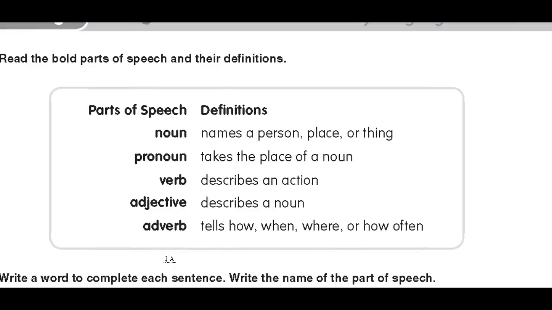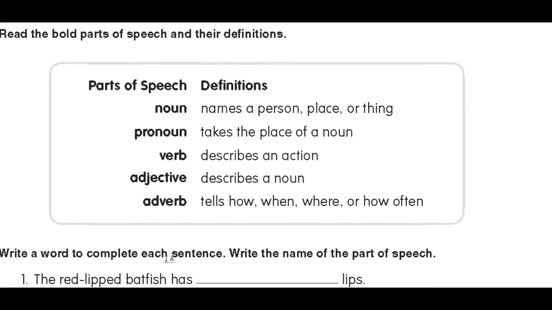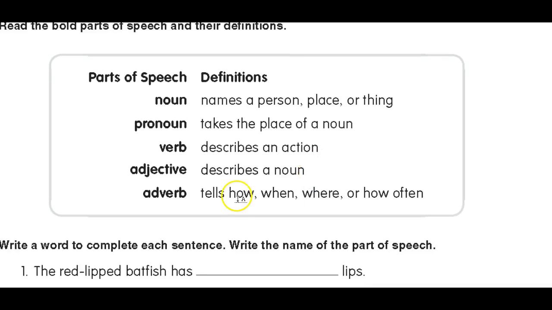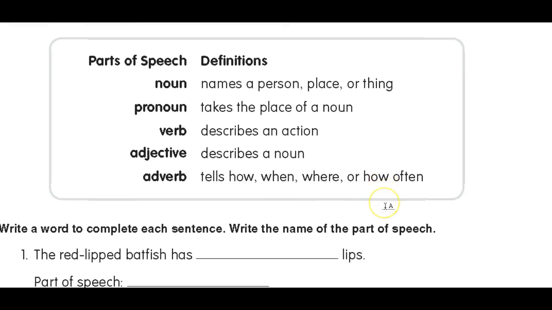All right, parts of speech. These should all be things that you know already. These should be review. A noun names a person, place, or thing. Definitely should remember that. A pronoun takes the place of a noun. We talked about that the last couple weeks. He, she. A verb describes an action, or it can be a state of being. An adjective describes a noun, and an adverb tells when, where, or how often.